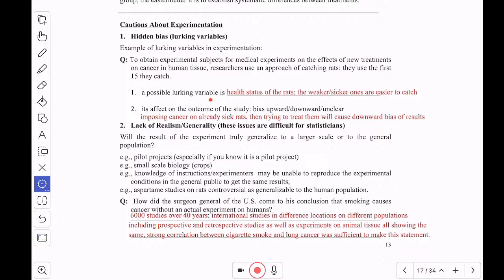So the lurking variable there is the health status of the rats. You're catching the weaker or the sicker ones. And its effect would be to downward bias the results.